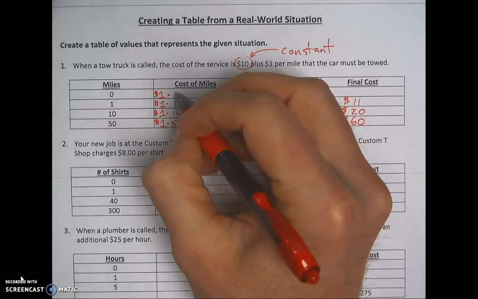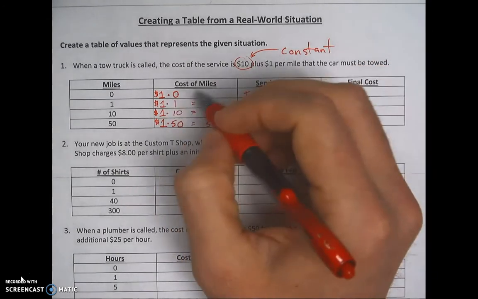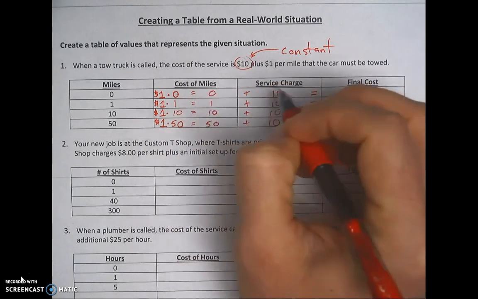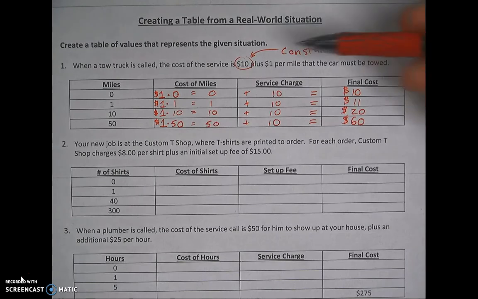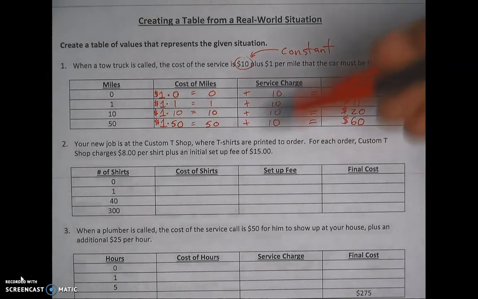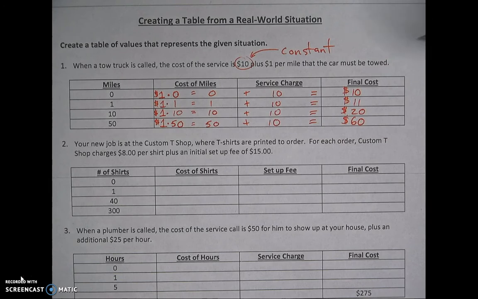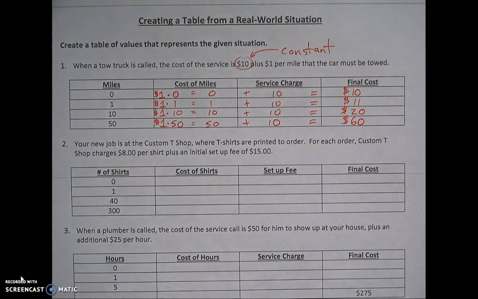If we plugged in 0, they didn't tow you anywhere, so you didn't have to pay for any miles, so that's 0. But you did have to pay the $10 service charge, so that's $10. We don't want to take this too literally. Even if the tow company showed up and your car wasn't working and they helped you get your car started, they're still going to charge you that service charge even if they didn't have to physically tow you. So you can look at it like that.